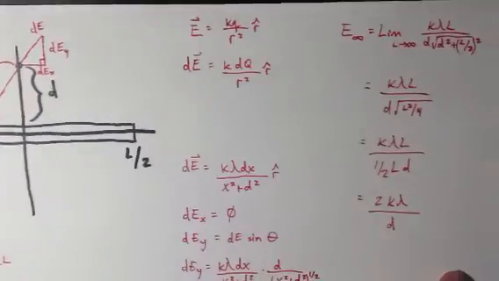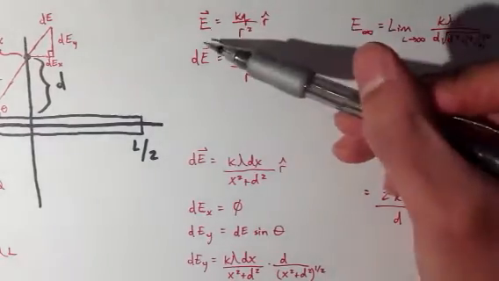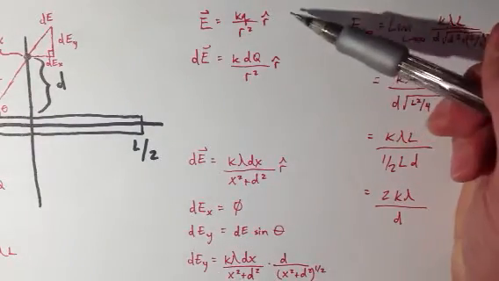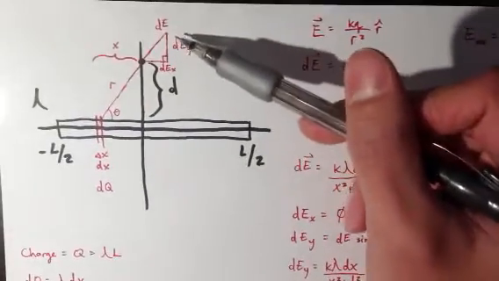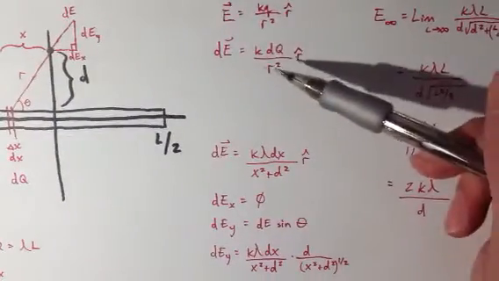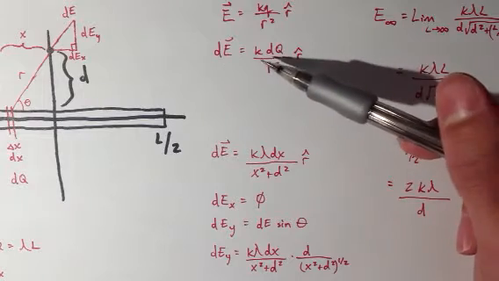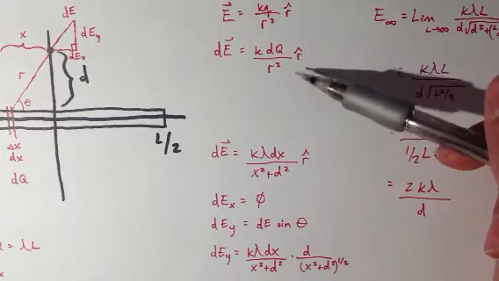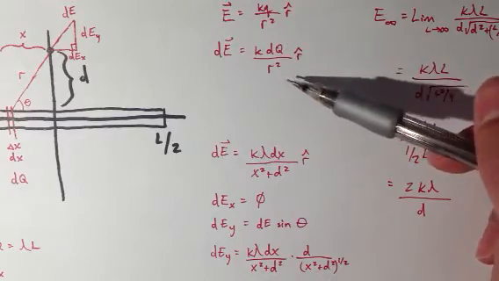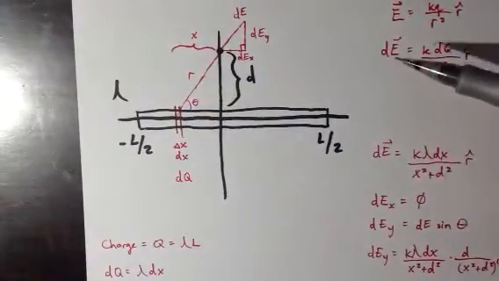So we know that the equation for an E field is E equals kQ over r squared times r hat. We are going to be looking for dE, which means that the equation we're looking at is k times dq over r squared times r hat. We can find both dq and r from this picture over here.